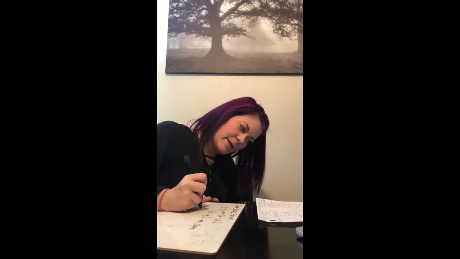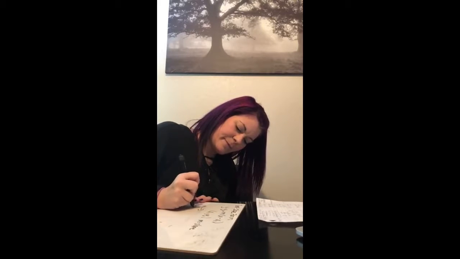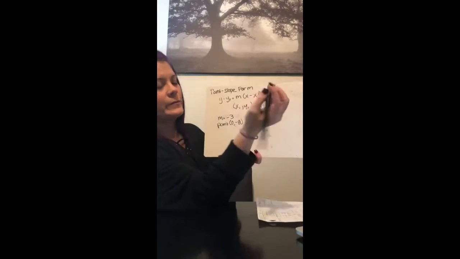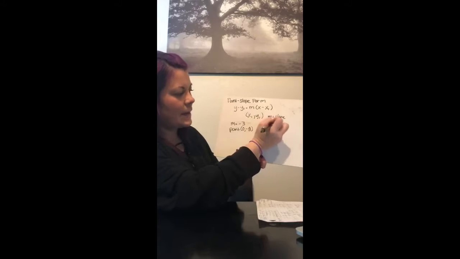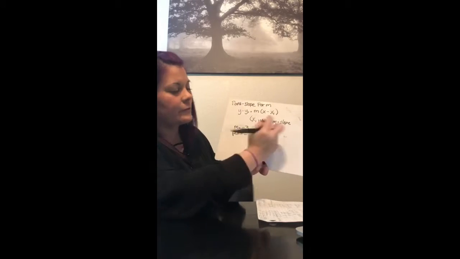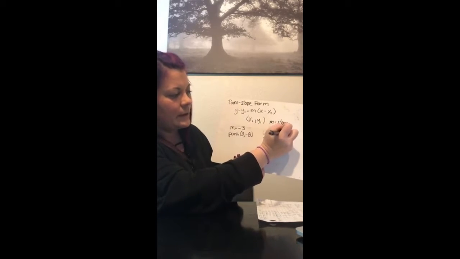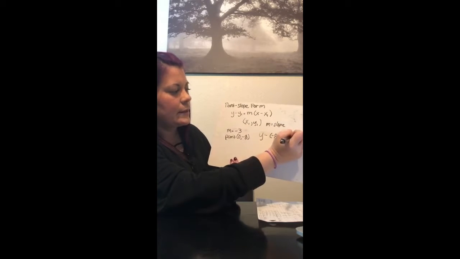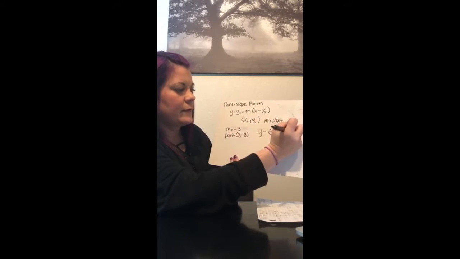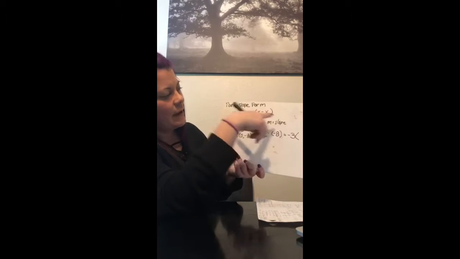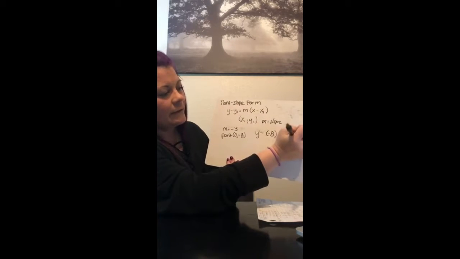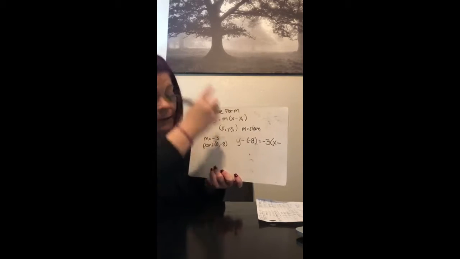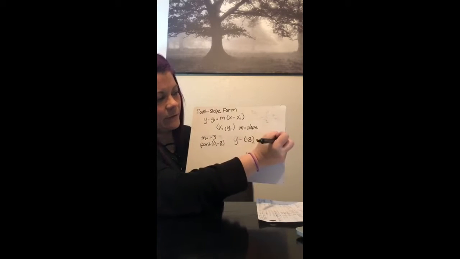Okay, let's do another one. If I were to give you the slope is -3 and then the point that it goes through is 0, -8, we can do this again. So it's y minus y1, which is the y coordinate, so -8. Y minus -8 equals the slope, so -3 again, times x minus x1. So x minus x1, and x1 is 0. The x value is 0.